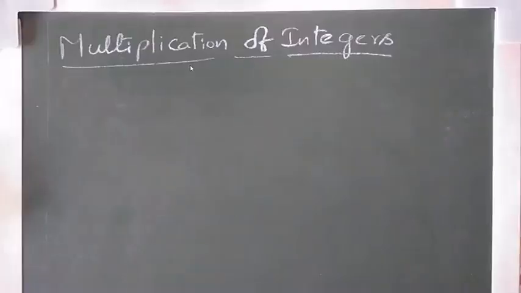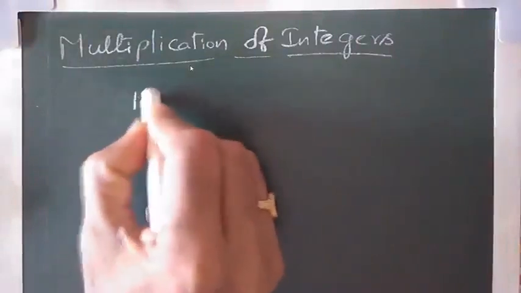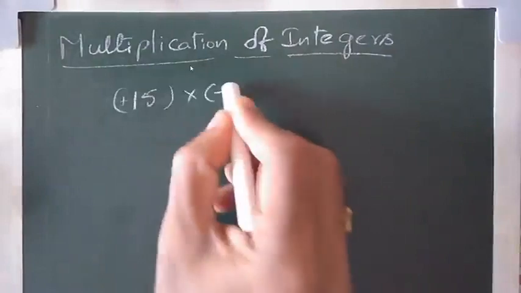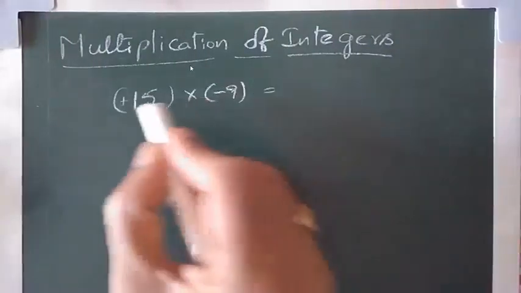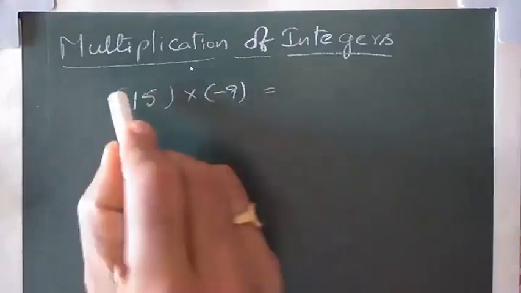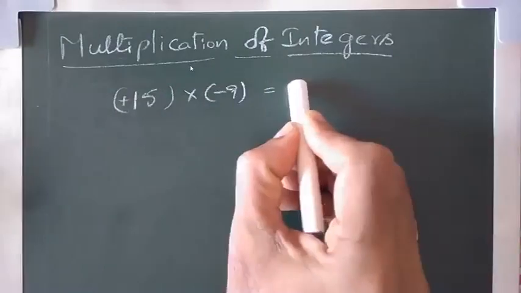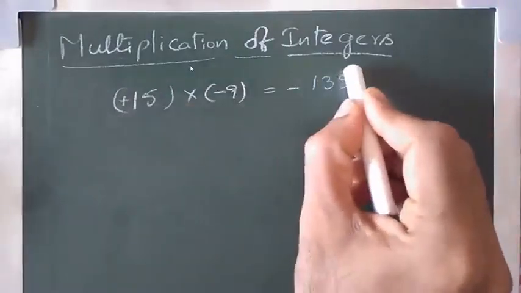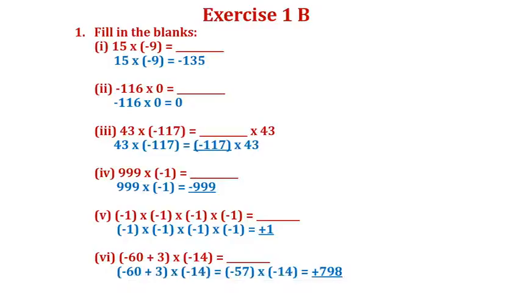Now coming to the first problem, observe how to do this again. 15 into minus 9. It's very easy. First you have to multiply the signs here. So this is plus, this is minus, plus into minus is minus. 15 9s are 135, you write it here.